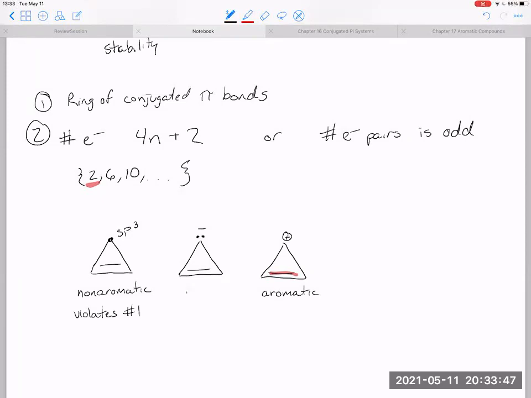That one's anti-aromatic. Now we violate rule number two.